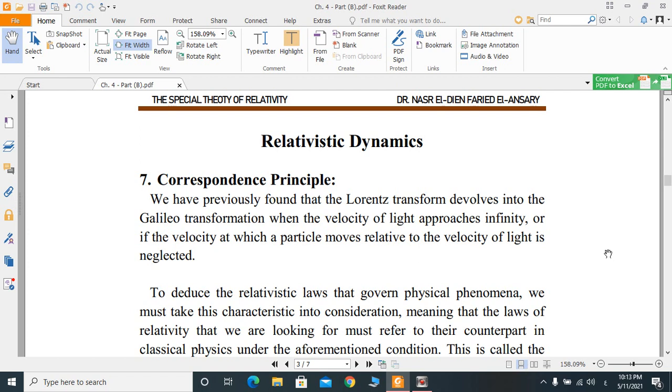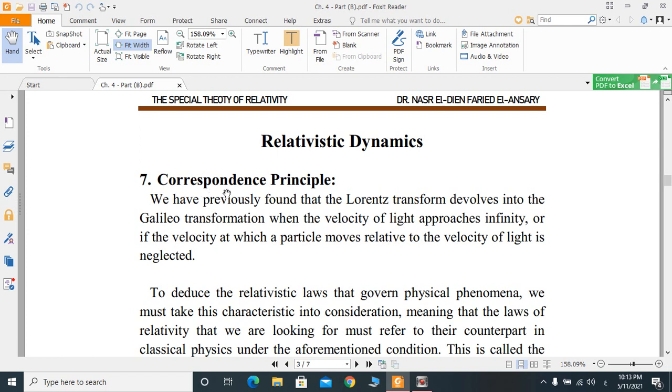Special Theory of Relativity. The title of today's lecture is Chapter 4 Part B: Relativistic Dynamics.